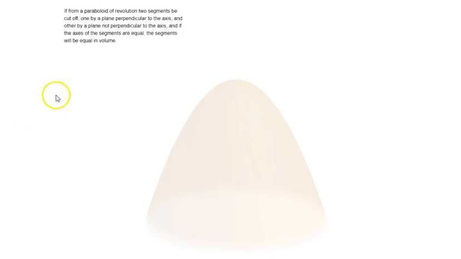Let us look at proposition number 23 of the works of Archimedes, specifically from On Conoids and Spheroids. The proposition says: if from a paraboloid of revolution two segments be cut off, one by a plane perpendicular to the axis and the other by a plane not perpendicular to the axis, and if the axes of the segments are equal, the segments will be equal in volume.